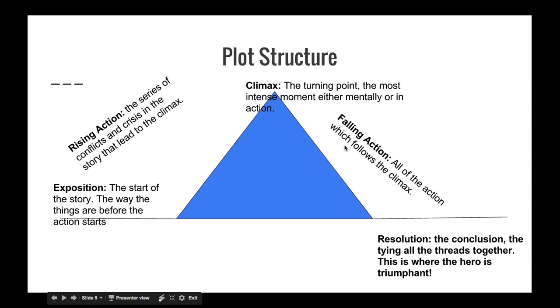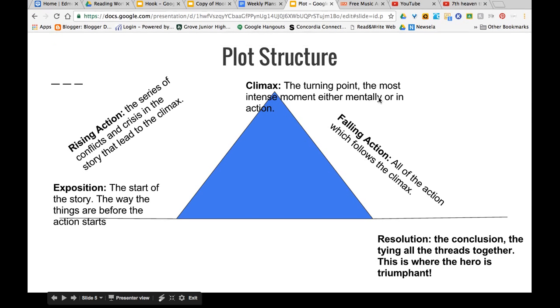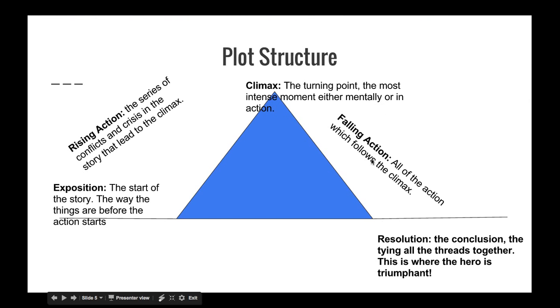So again, just to reiterate, exposition is the start, rising action is a series of conflicts and crisis in the story that lead to the climax. Climax is the turning point, the most intense moment, either mentally or with action. And falling action is all of the action which follows the climax. The resolution is the conclusion, tying all threads together. This is where the hero becomes triumphant, Batman saves the damsel in distress, the happy couple lives happily ever after, Cinderella finds her Prince Charming. You get the gist. It's the end of the story.